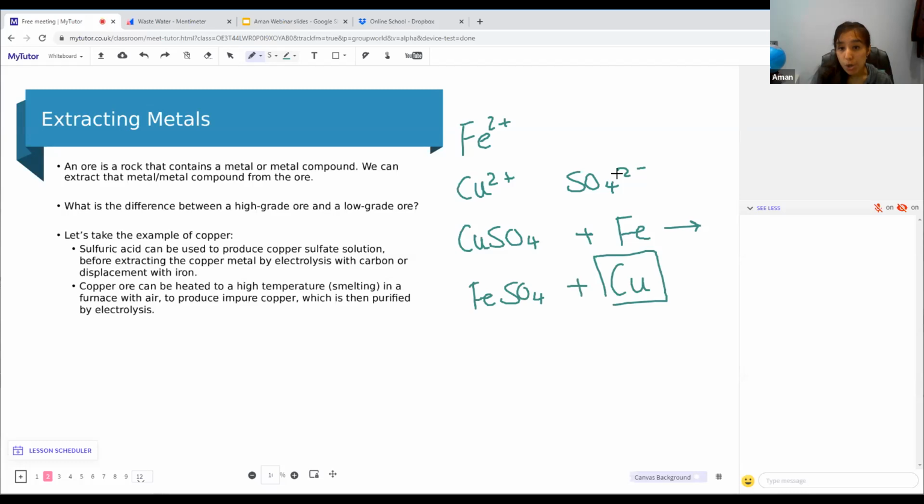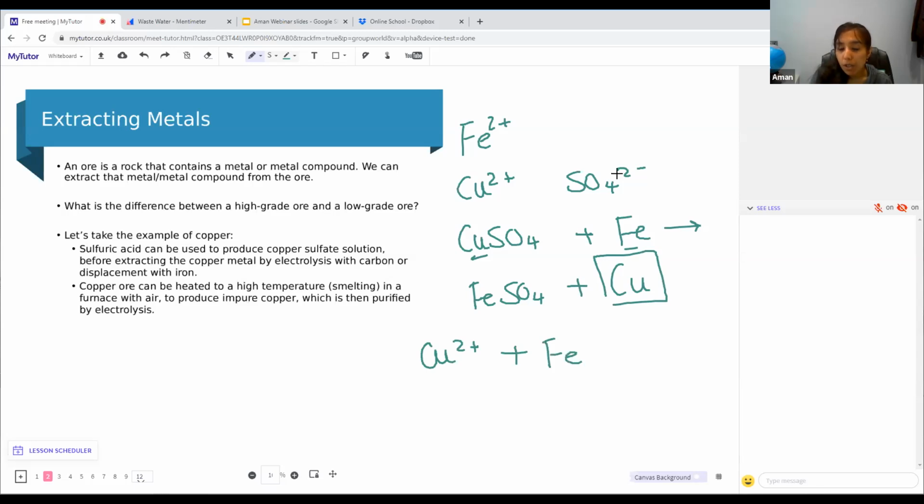And just as a recap, the way we write that is we look at our two main metals, so that's copper and iron, and we look at the charges on the reactant and the product side. So if we look at the reactant side, copper is in an ionic compound, so it will be Cu2+. Iron is on its own as an element, so it's just Fe. There's no charge on it, it's neutral.